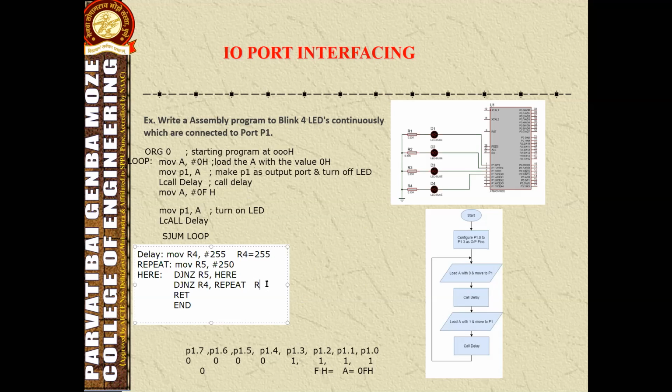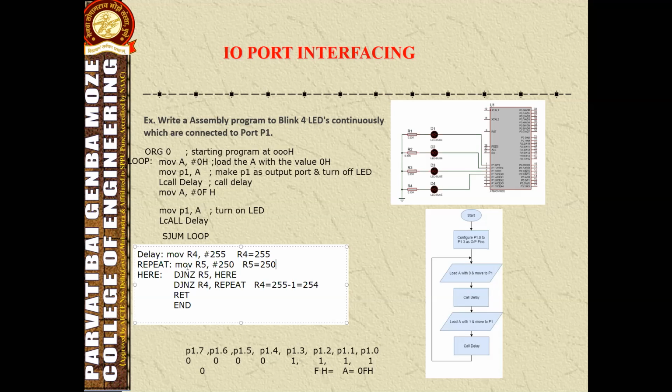Decrement the value of R4. What value is there? There are 255 present in that. So it will decrement by 1, and it will now be 254. After decrementing, it will check whether this value is 0 or not. This is not 0, so go to repeat. Now it comes to repeat. In the repeat, R5 is loaded with the value 250 again.